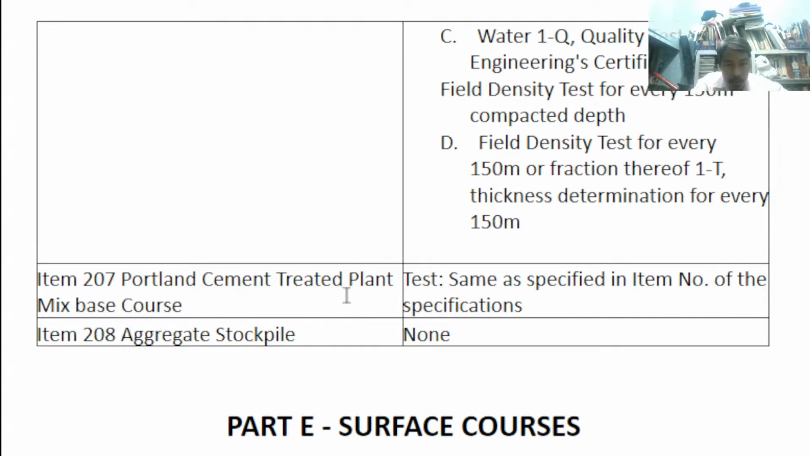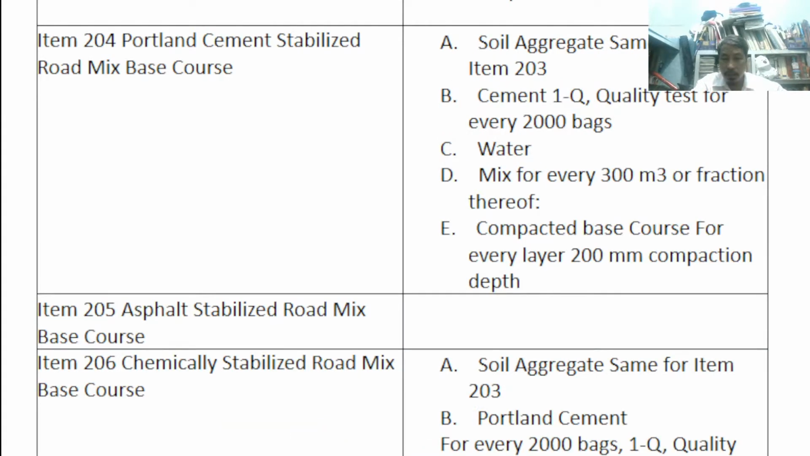Portland cement treated plant, that is item 207. Portland cement. So same as specified in item number of the specification. Okay. And item 208, aggregate stockpile, none. There is no test. Okay, so that's all for this document.